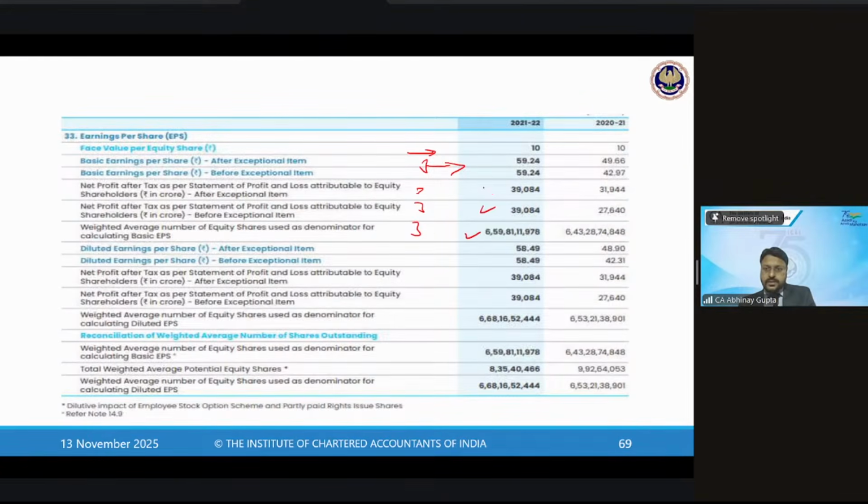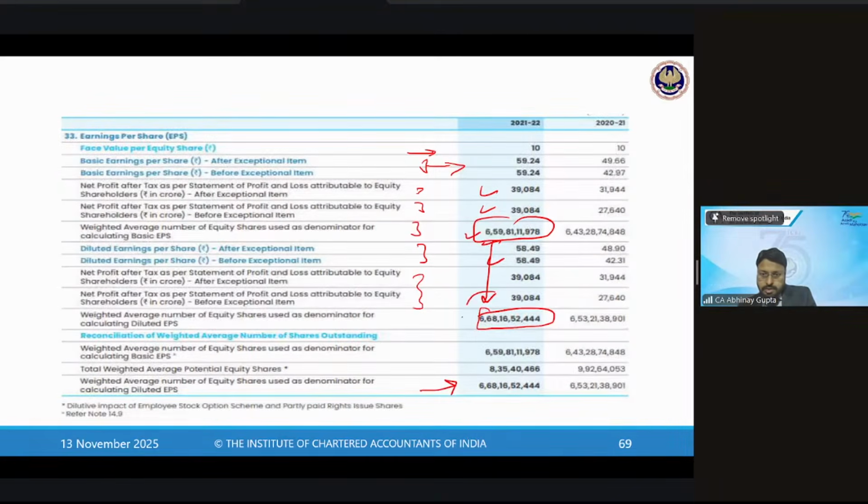So I will present these items, and then I will calculate the diluted, right? And then I will say whatever the profits are available with the reconciliation to the weighted average number of shares which I have computed, right? So 659, how did it become 668? I need to give that reconciliation. And then also I need to present the weighted average number of shares which I have used for the denominator.